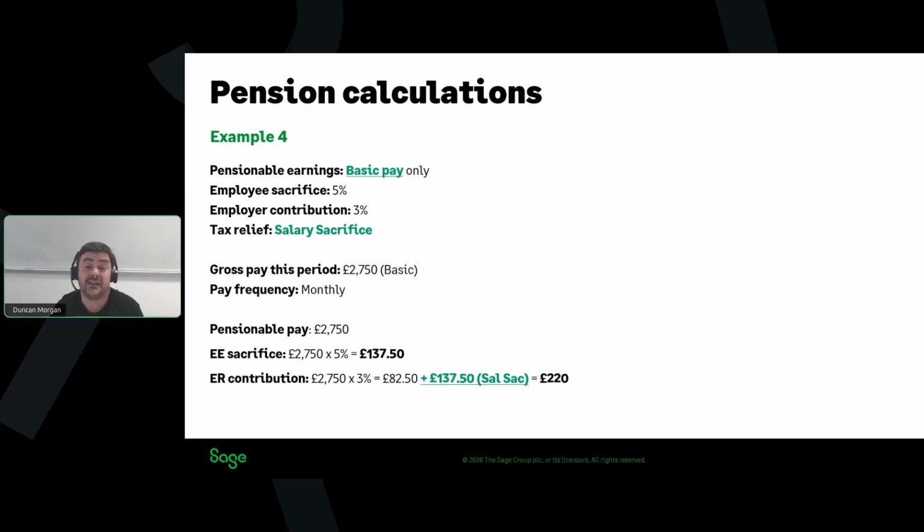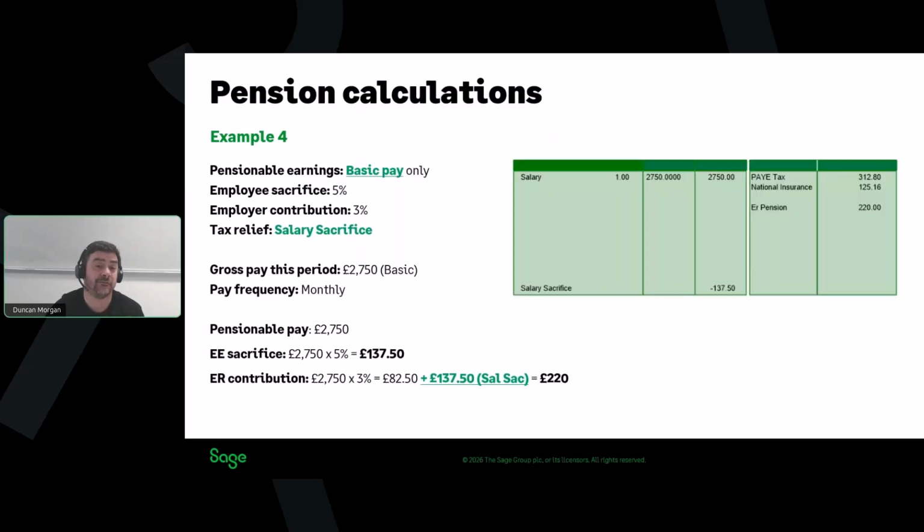Now that isn't technically the pension contribution. The employee doesn't make a direct contribution to their pension. What happens instead is that the employer contribution, which was 3% of the pensionable pay, giving us £82.50, is then added to the salary sacrifice, the £137.50, giving us a total employer contribution of £220. And because that's just an employer contribution, there's no tax due on that payment. The salary sacrifice is deducted before calculation of tax and national insurance.